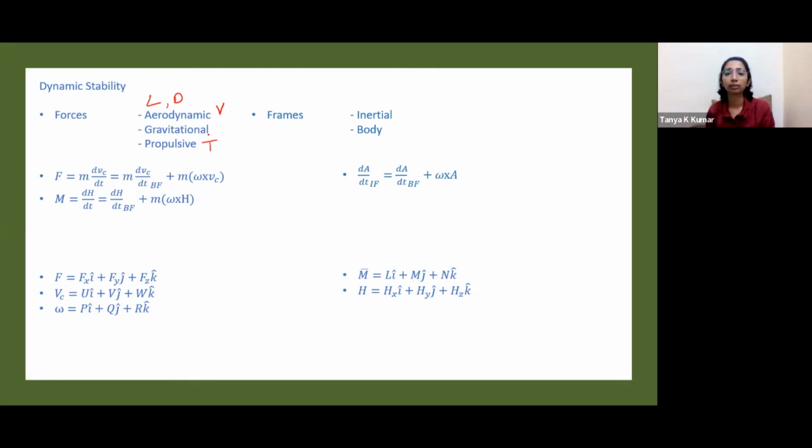Now, as we discussed in the previous two lectures, it is easy for us to measure the propulsive force and the aerodynamic forces in the body frame, right? But when we do dynamic analysis, our equations of motion, Newton's equation of motion and the moment equation, are both defined in the inertial frame. So this is differentiated in the inertial frame.